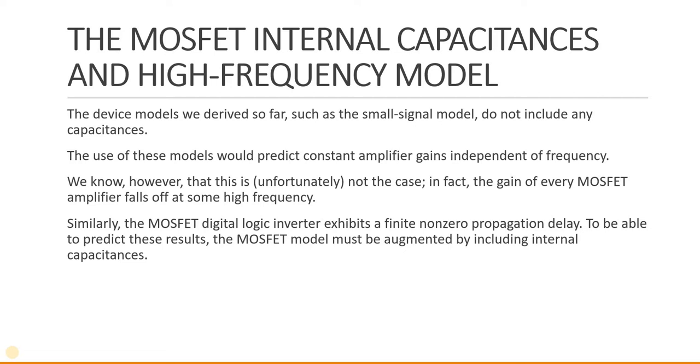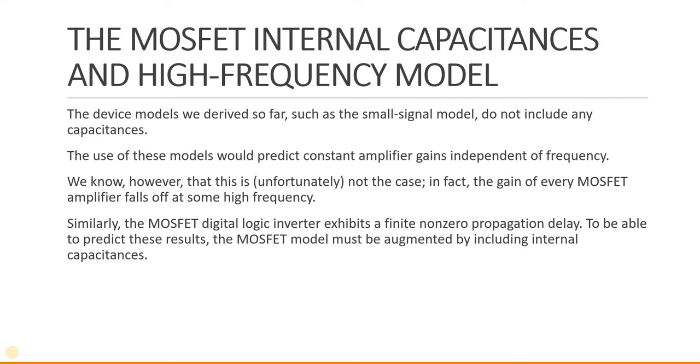But when I include the capacitances, the circuit depends upon the frequency. At that time your gain does not remain constant, and we know the gain of every MOSFET amplifier falls off at some frequencies. So it depends upon the frequencies. The gain is going to fall at some frequencies.